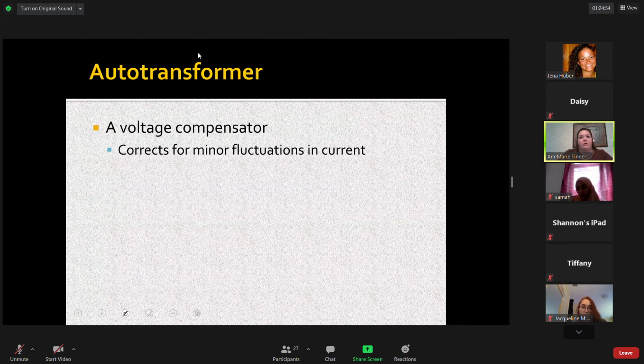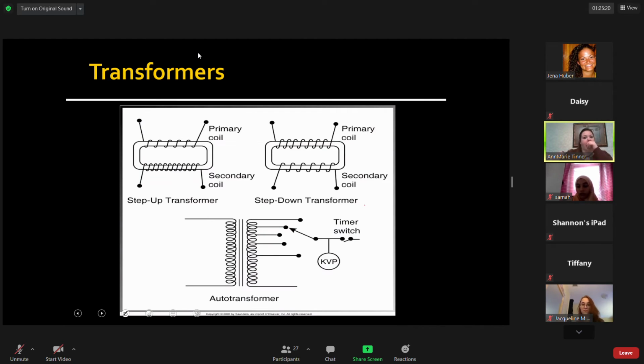All right, and the auto transformer corrects minor fluctuations within the current; it's basically just compensating for those minor fluctuations. Again, don't make those transformers into something they don't need to be. You read what they are and it basically tells you what happens. So don't stress about the transformers. Okay, here are your transformers.